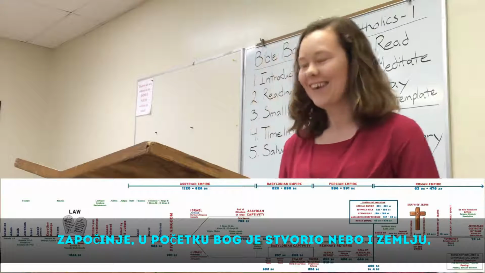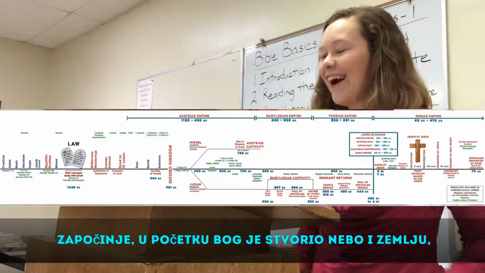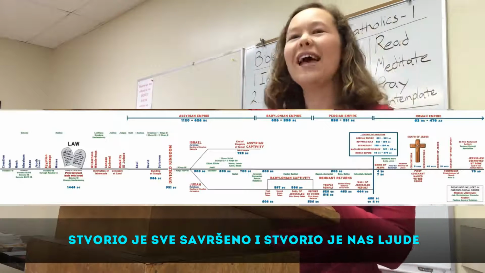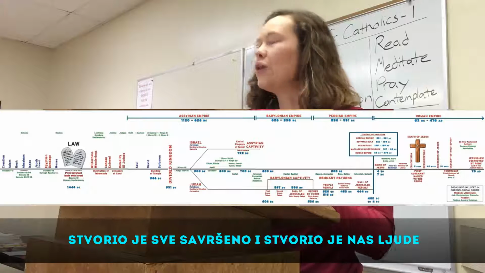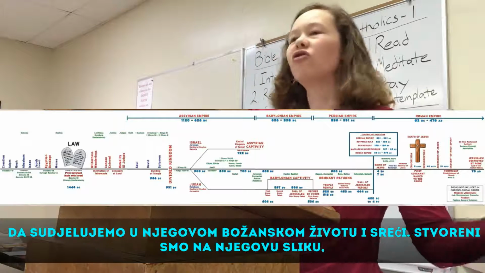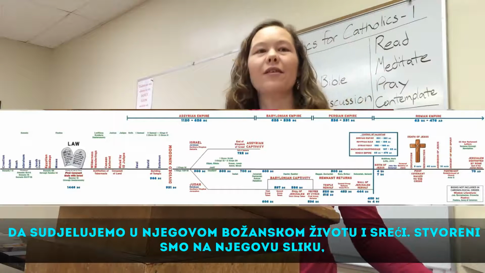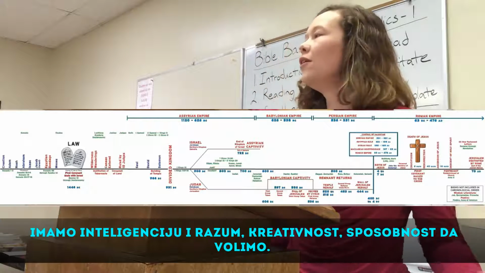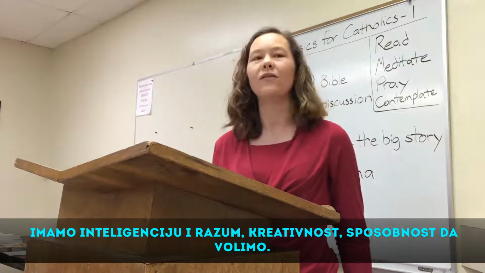Here goes. In the beginning, God created the heavens and the earth. He created everything perfect. And he created us human beings to share in his own divine life and happiness. We're created in his image. We have intelligence and reason, creativity, capacity to love.